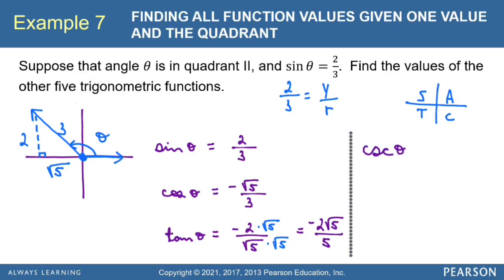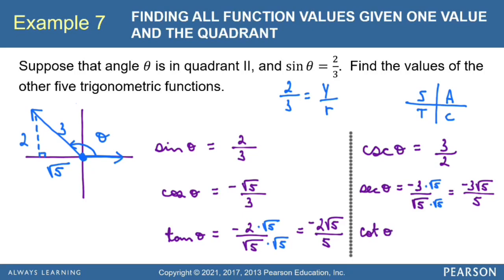The cosecant of theta will be the reciprocal of the sine, so that's easy, that's just 3 over 2. The secant of theta will be the reciprocal of the cosine. Now remember, when we flip a fraction over, if it's negative, we don't move the negative. You want the negative to stay in the top. So now the secant of theta is going to be negative 3 over the square root of 5, and this does need to be rationalized, so that's going to come out to negative 3 square root of 5 over 5.